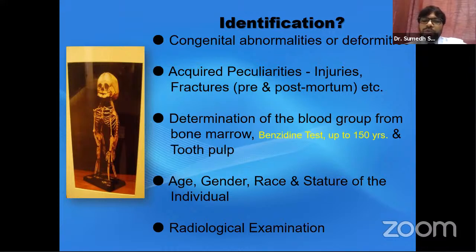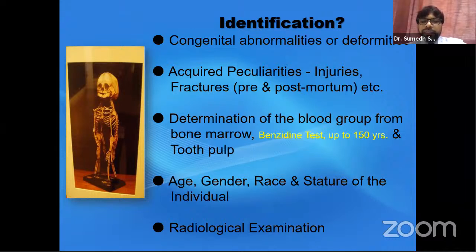Then determination of blood group from bone marrow. So benzidine test up to 150 years. There are certain experts at the forensic sciences laboratory who give expert opinion with the help of certain chemical analysis of the bones for DNA fingerprinting or blood groups or antigen-antibody testing. Then age, gender, race, or here you can call it the ethnic origin, and stature of the individual are also important, as is looking for congenital anomalies.